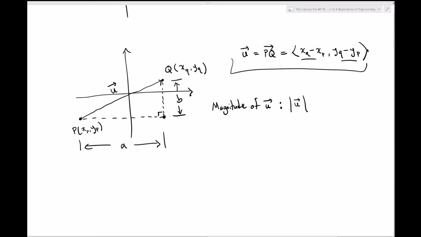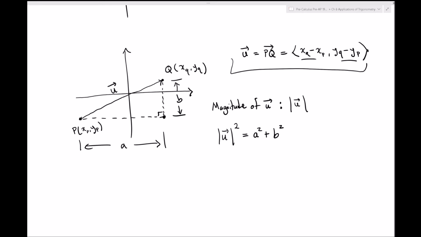Magnitude of u, just like we saw in the previous handout, is going to be the length of the hypotenuse of that right triangle that we drew there. So the magnitude of u, according to the Pythagorean theorem, if I square that quantity, it's equal to a squared plus b squared, because a squared plus b squared is equal to c squared, and we can think of c as the magnitude of that vector, which is the hypotenuse of the right triangle.